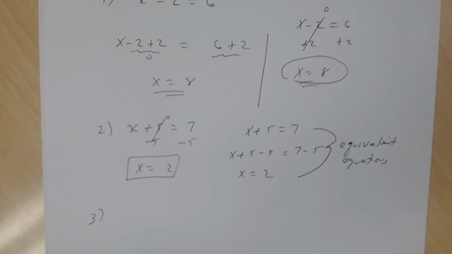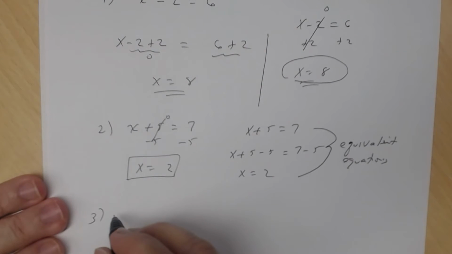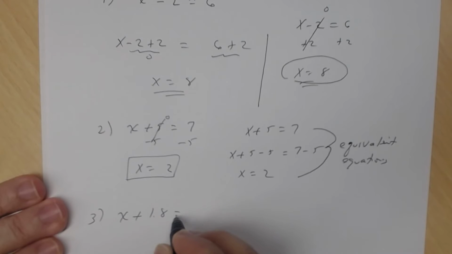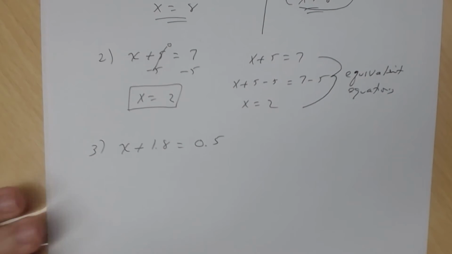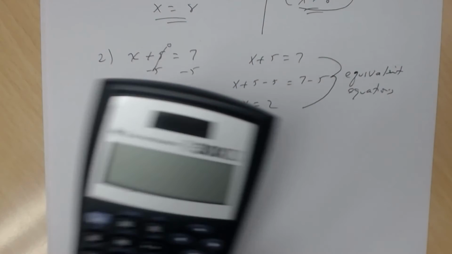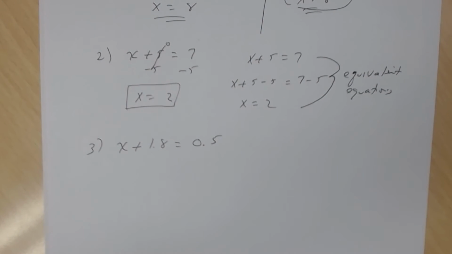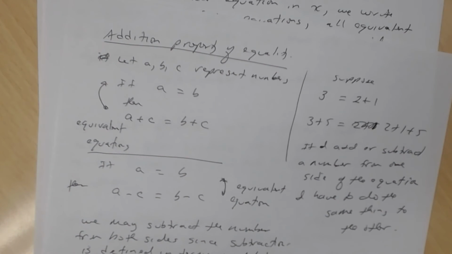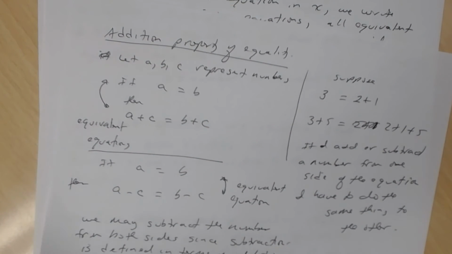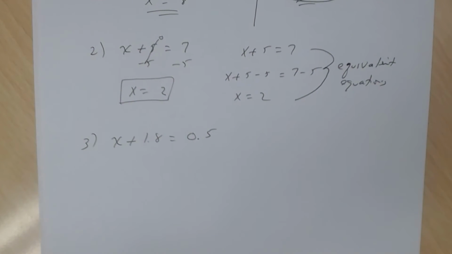Number 3. Suppose we had x plus 1.8 equals 0.5. X plus 1.8 equals 0.5. All right, so we have a decimal, so use your calculator if you need to. So right now, remember, I'm trying to get x by itself, so I'm going to use the addition property of equality. All we're focused on here is the addition property of equality. That's all we're dealing with. In the next lesson, we'll look at something else.